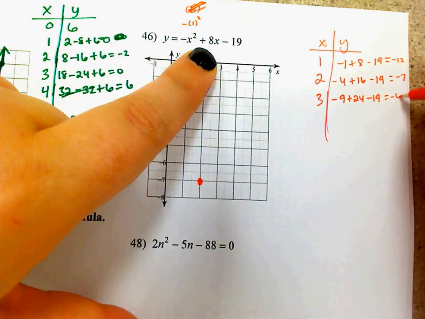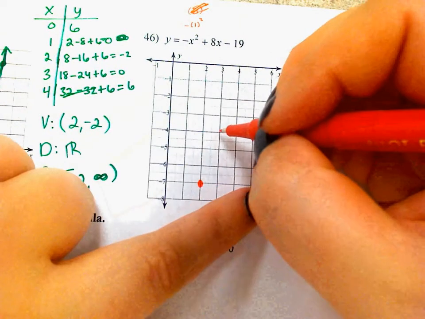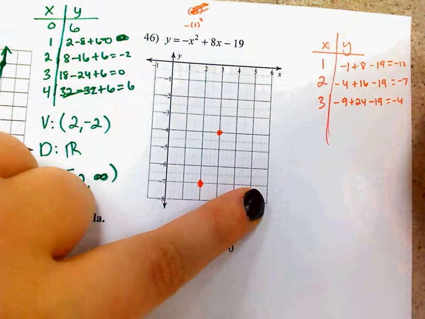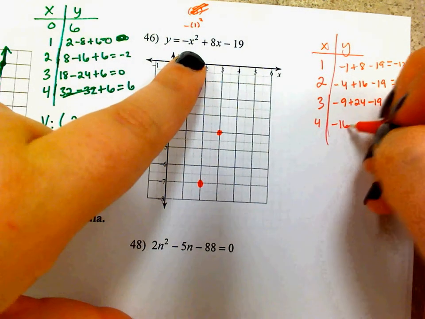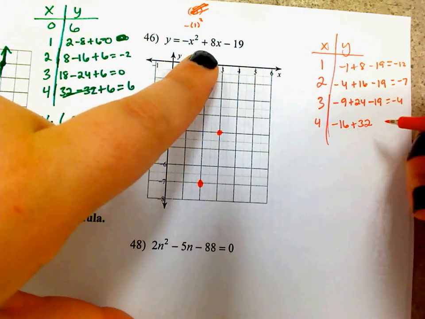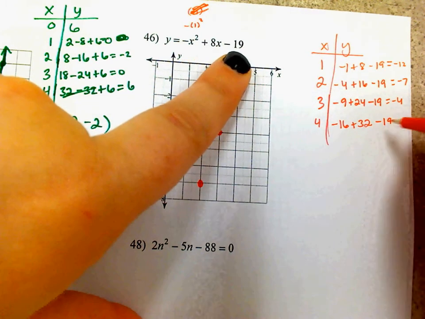Let's go with 4. 4 squared is 16, so -16 plus 32. 4 times 8 minus 19. Okay, 32 minus 16 I know is 16, and 16 minus 19 is -3.